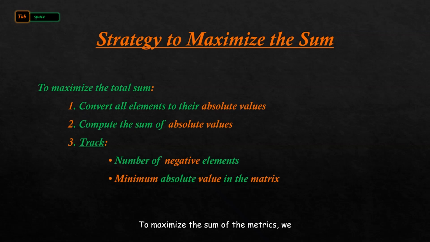To maximize the sum of the matrix, we follow a simple but effective plan. First, we conceptually convert every element to its absolute value and compute their total sum. Second, we count how many elements were originally negative. Third, we track the smallest absolute value present in the matrix. These three pieces of information are sufficient to compute the final answer.